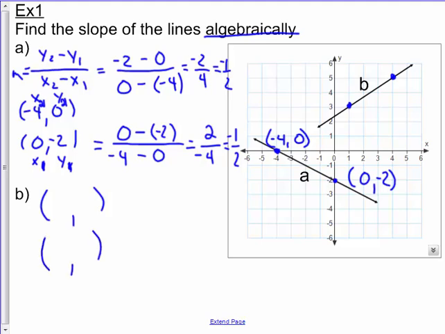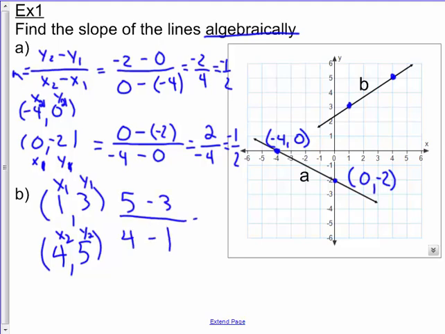In B, now B I would expect to get a positive slope. So the point 1, 3 and the point 4, 5. So I have x1 and y1, x2 and y2, and I'm going to go ahead and put the slope in. So I put the points in, 5 minus 3, 4 minus 1. I get 2 over 3, 2/3.